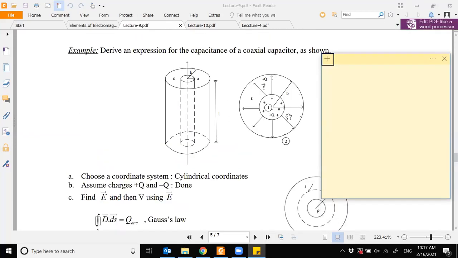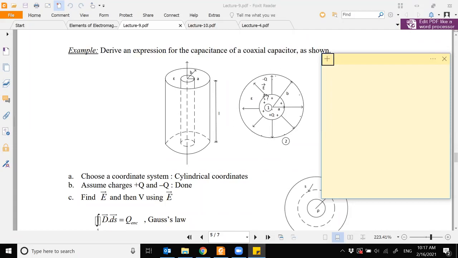Okay, so what is our problem statement? This is our conductor, and the conductor has a radius of A. This is my outer conductor. This has a radius of B, and this epsilon is the material between them. And this is the length of my conductor, L. And I have placed the conductor along the Z-axis. This is the Z-axis. And this is the top view.